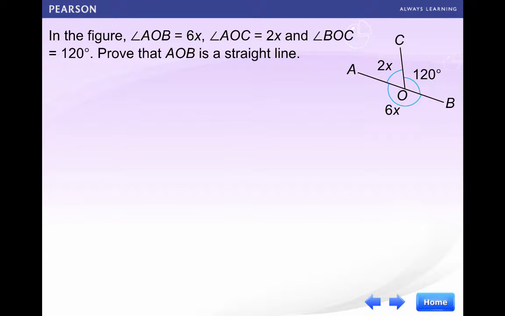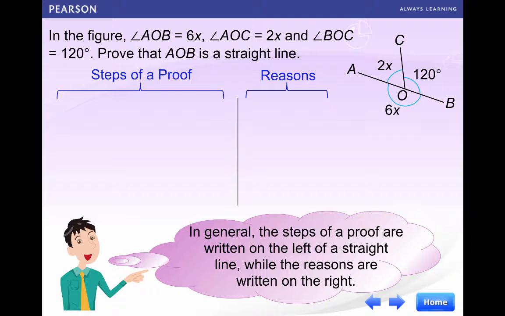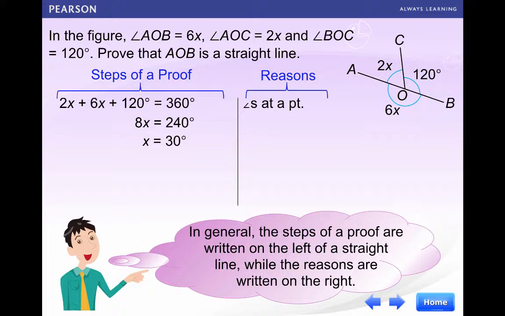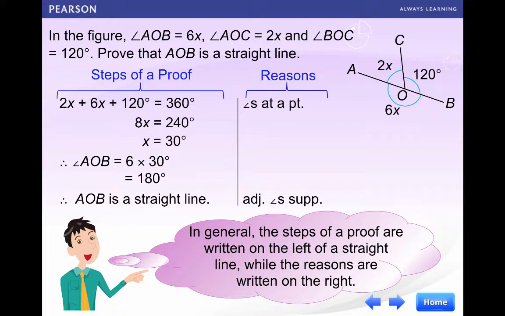Look at this question. We have to prove that AOB is a straight line. First of all, we write down the steps of the proof and then write down the reason on the right hand side. First, the sum of these three angles will be 360 degrees, and the reason is angles at a point. Then, by calculation, we found x equals 30 degrees. So we try to find angle AOB. It is originally 6x, so 6 times 30 degrees. We found that this angle is 180 degrees. Therefore, AOB is a straight line. The reason is adjacent angles supplementary.